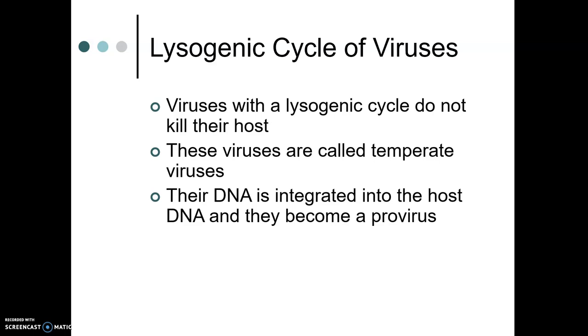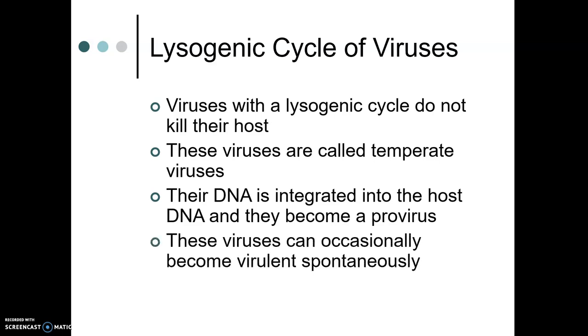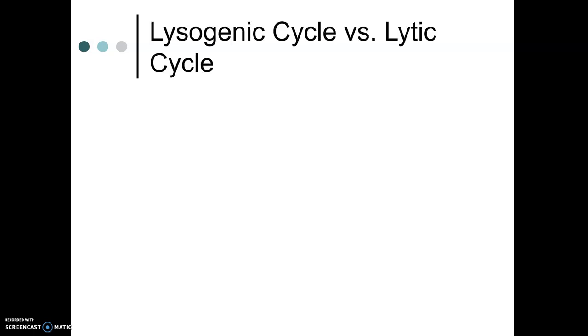So what can happen with these type of viruses is that the DNA can actually become integrated within the host cell's DNA, and then it becomes something called a provirus. And then it is possible for temperate viruses to occasionally become virulent kind of randomly for no reason at all.